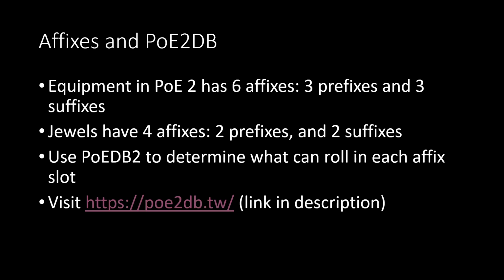First thing that you need to know about affixes in PoE2 is that most equipment has 6 affixes, 3 of which are prefixes, and 3 of which are suffixes. And the mods that roll in the prefix slot can't roll in the suffix slot and vice versa. So it's important to know which ones are which. The exception to this is jewels, which have 4 affixes, 2 prefixes and 2 suffixes.